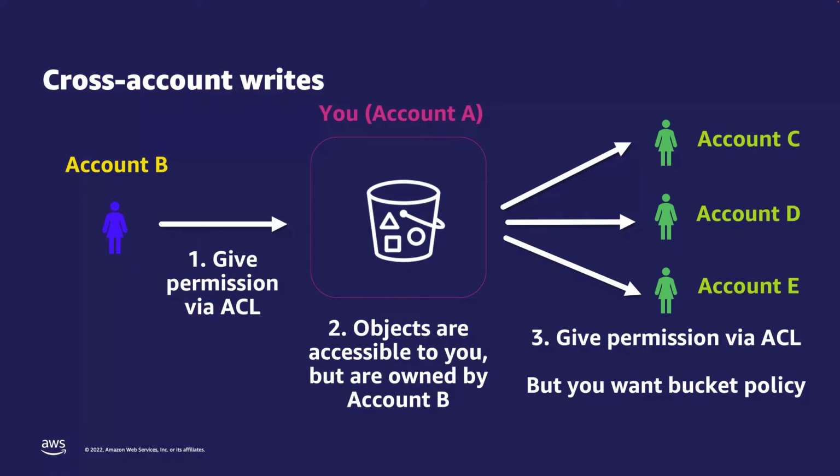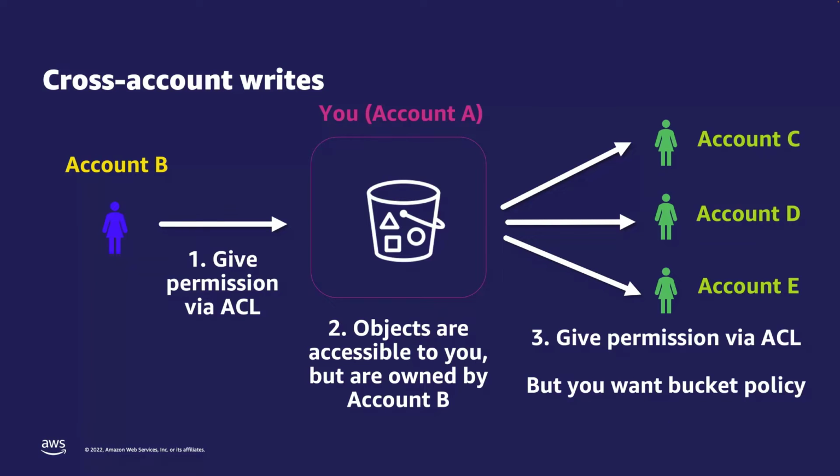Now, there are three complexities that you need to pay attention to in a cross-account write situation. Whenever account B writes data to your bucket, objects are owned by account B. Now, account B needs to give you permission to read via ACL or access control list. Third, because you don't own these objects, because remember, account B wrote these objects to your bucket, you cannot use bucket policies or IAM policies to give other accounts access. You have to do that through access control lists or ACL.